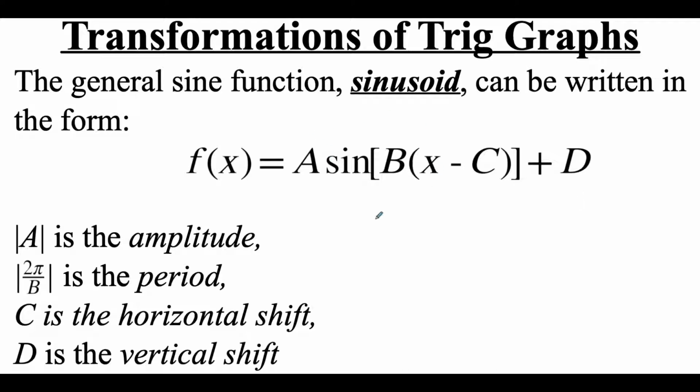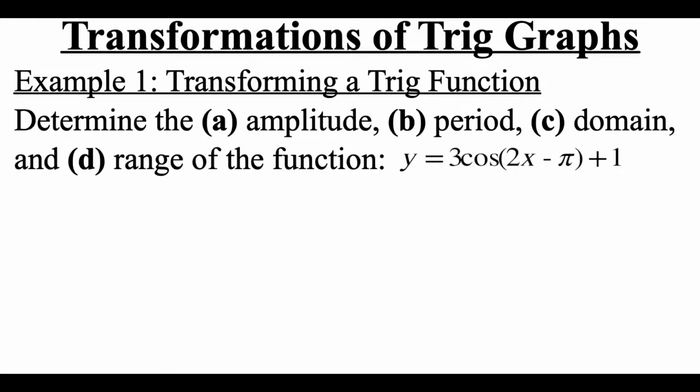Now, all of this same exact information will hold true for cosine functions as well. So it's not just sines, but also cosines. In this example, we're going to look at transforming a trig function. We've got the function y equals 3 cosine of 2x minus pi plus 1, and we want to figure out some things about it. We want to figure out its amplitude, its period, the domain, and the range of this function.